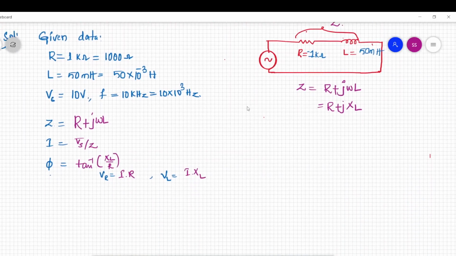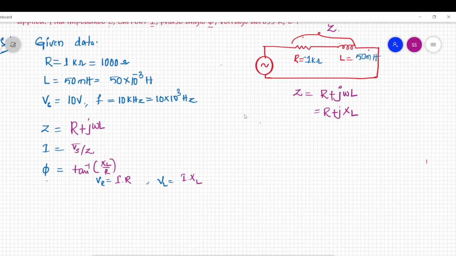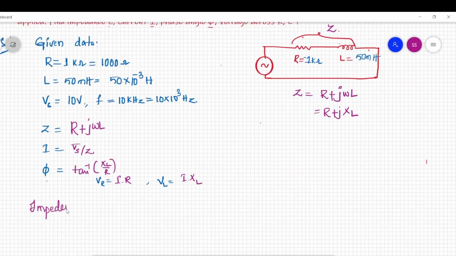We need to find impedance first. Z equals R plus j omega L. We have the R value, which is 1 kilo ohm, given in the data. We need to find omega L, that is XL, where omega equals 2 pi f, into the inductance value L.